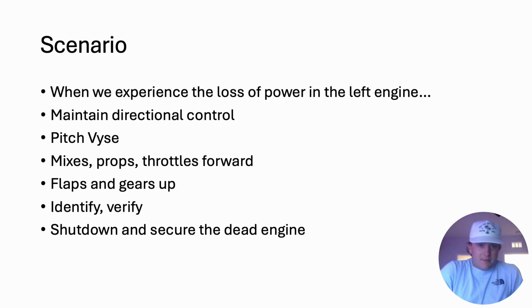For our scenario, when we experience the loss of power of the left engine, our first thing to do is to maintain directional control. Next is pitch for VYSE, which is the blue line. We put our mixtures, our props, and our throttles forward. We make sure our flaps and gear are up, and then we identify with the dead foot. We verify with the throttle, and since we're below, for instance, 3,000 feet, we shut down and secure the dead engine and declare an emergency. And then we land at the nearest airport.